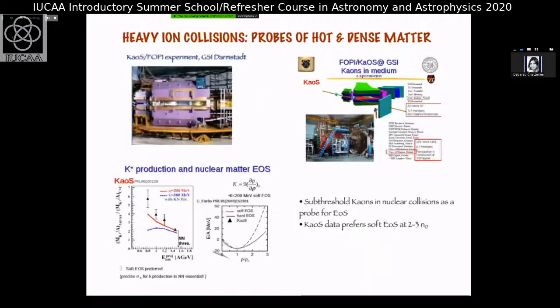There is also another set of experiments, such as those performed at GSI called Kaon spectrometer, or the 4P experiment. And in such experiments, sub-threshold kaon production in nuclear collisions is used as a probe for the incompressibility of the equation of state. And it is shown that this data can very well be explained if we consider soft equations of state at around 2 to 3 times saturation density.